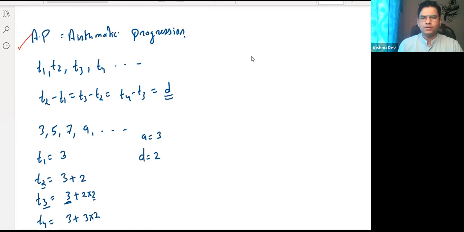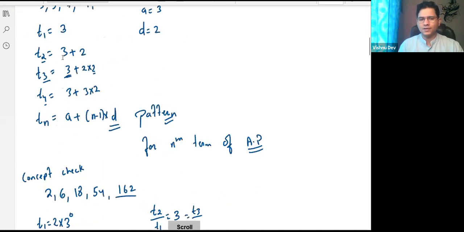So I guess this is clear to understand, since every two consecutive terms will have the same difference. So T2 minus T1, T3 minus T2, T4 minus T3, every difference of two terms will be the same, which is D. So if the first term is A, the second term will be A plus D, the third term A plus 2D, the fourth term A plus 3D. So the nth term can be A plus (n minus 1) into D. So this is the pattern. Now this is quite easy to identify.